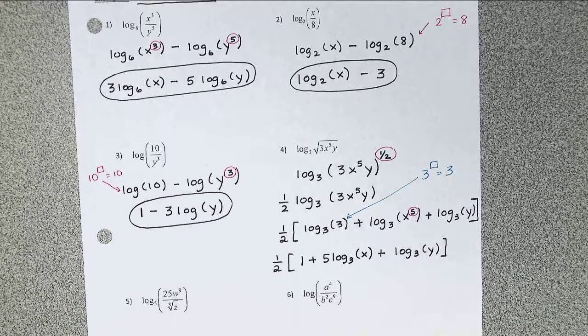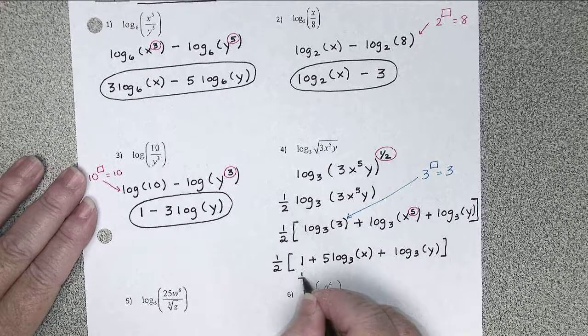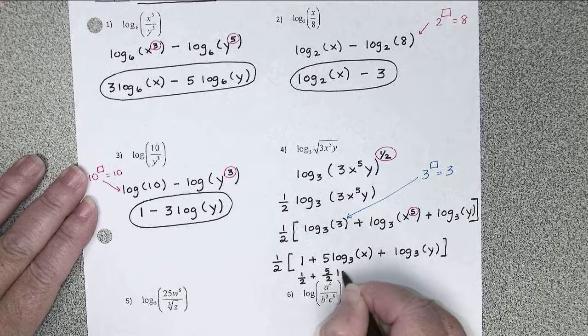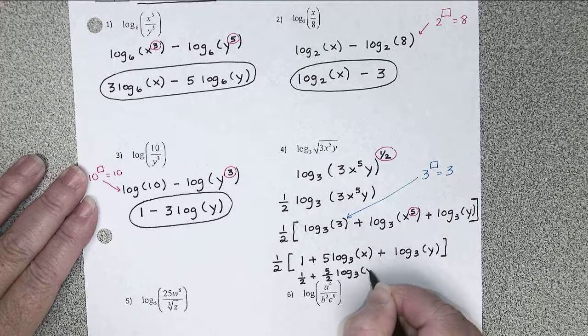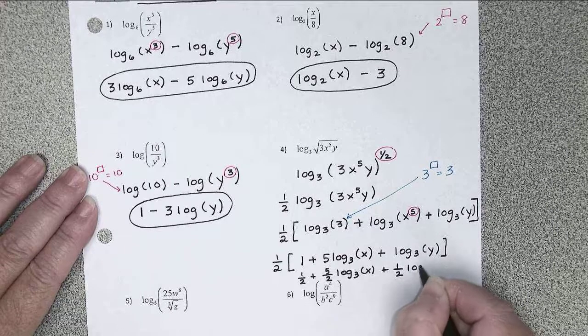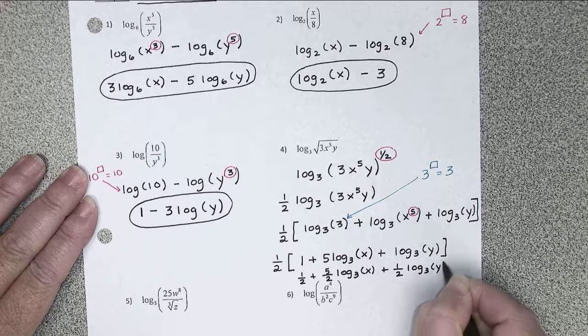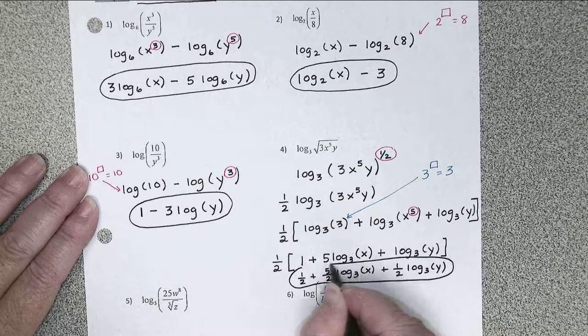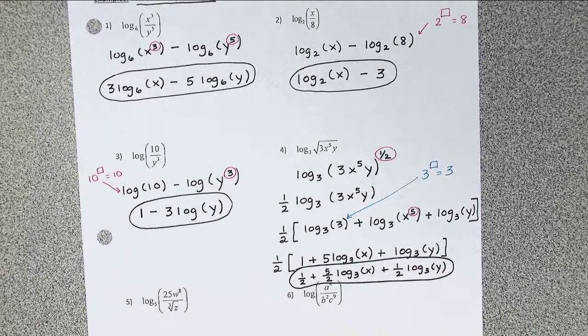You can actually leave that one the way it is, or you can distribute the 1/2 and make that a 1/2 plus 5/2 log base 3 of x plus 1/2 log base 3 of y. And that would be the completely expanded form.